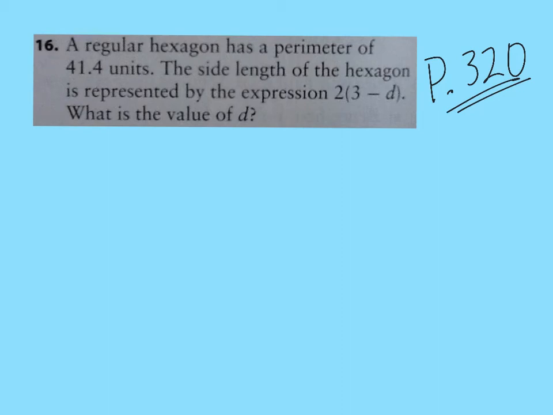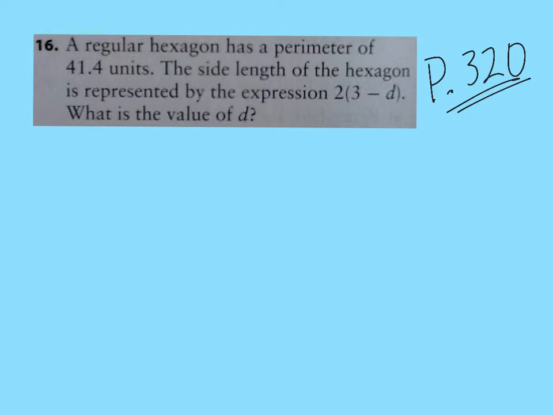All right, we've had a question about one of our equations in textbook work. This was from page 320 in the textbook, number 16. It has a regular hexagon with a perimeter of 41.4 units. The side length of the hexagon is represented by the expression 2 times (3 minus d), and we want to figure out what d is.